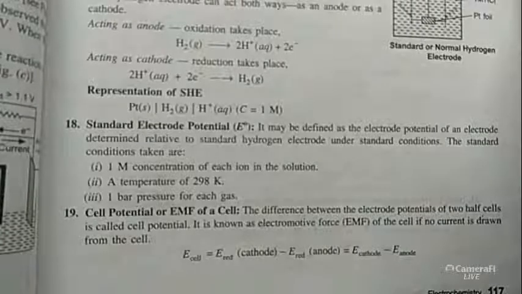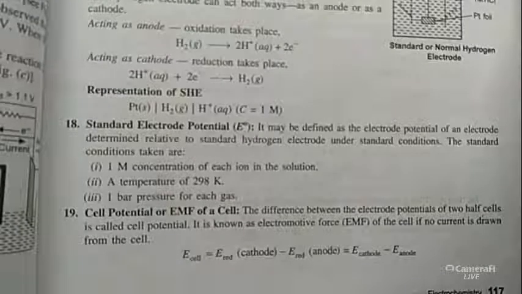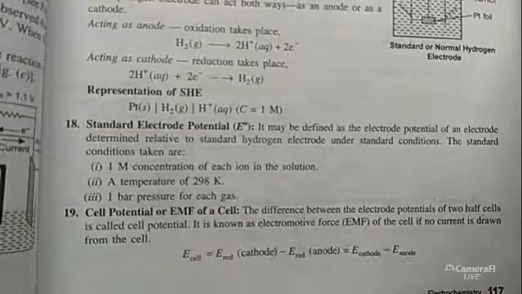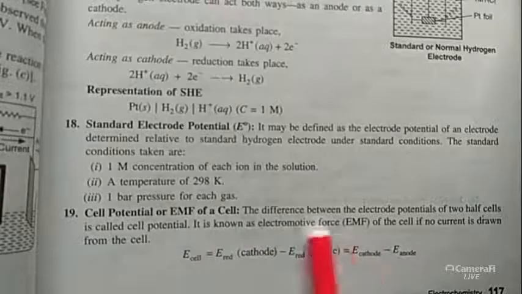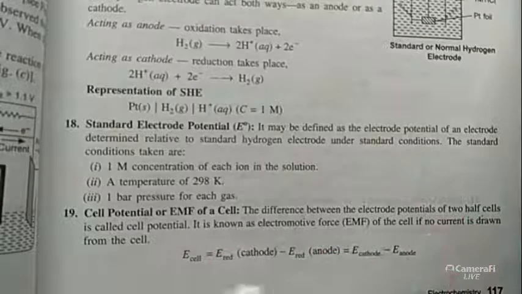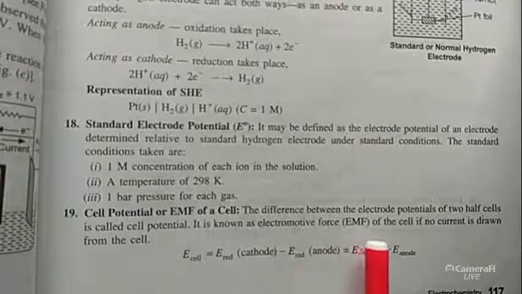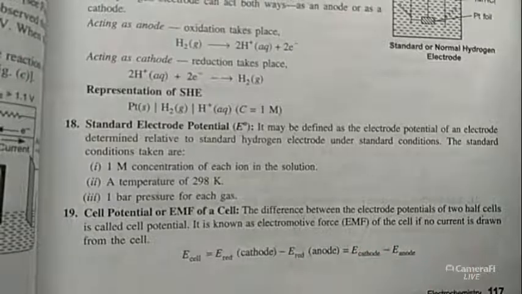Now we have cell potential or EMF of a cell: it is the difference between the electrode potential of the two half cells, and is called the cell potential. It is known as electromotive force or EMF of the cell if no current is drawn from the cell. So here you write down that the cell potential or EMF of a cell is the difference between the electrode potential of the two half cells.